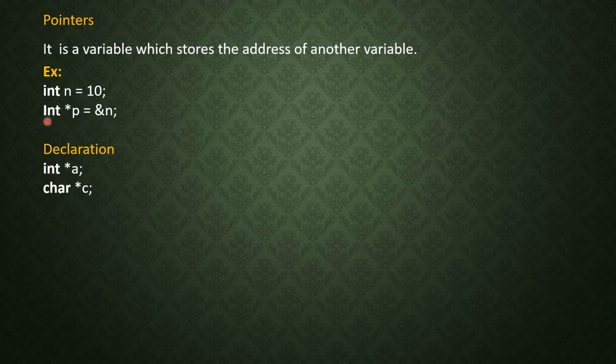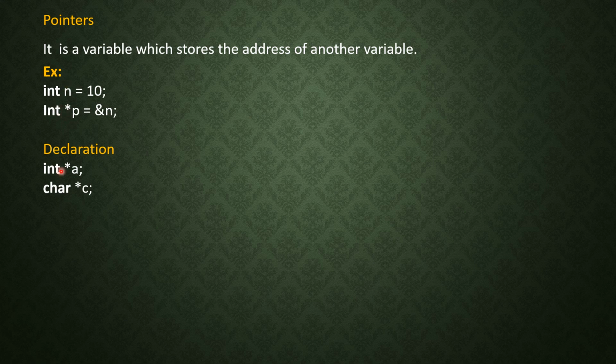And this data type depends on which address you are going to give. Here I am going to give the address of n. What type is n? N is of integer type. So that type only you have to mention here. Next we will see declaring the pointer.